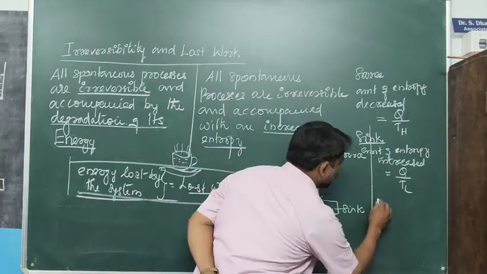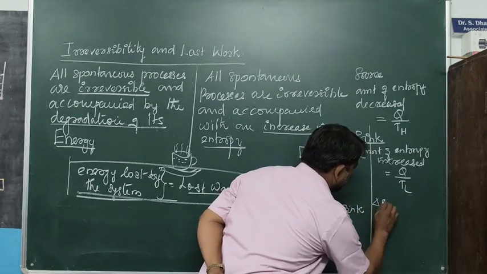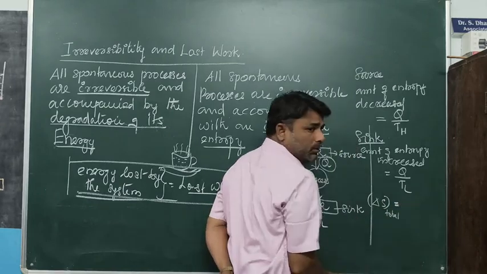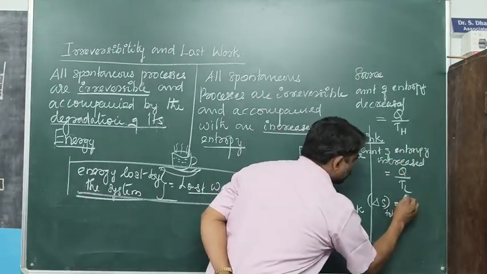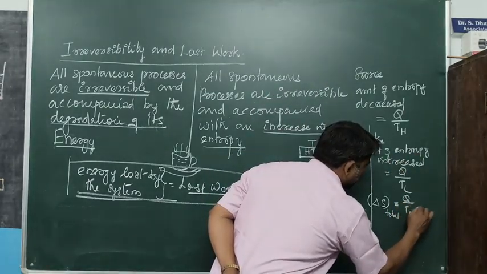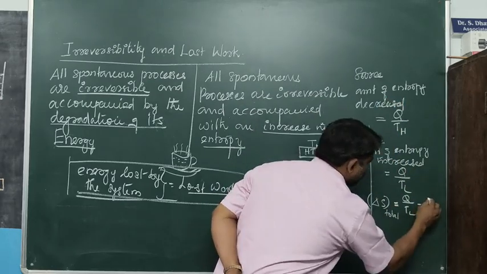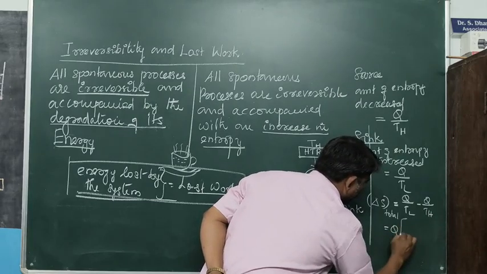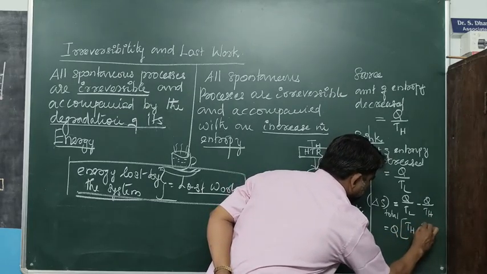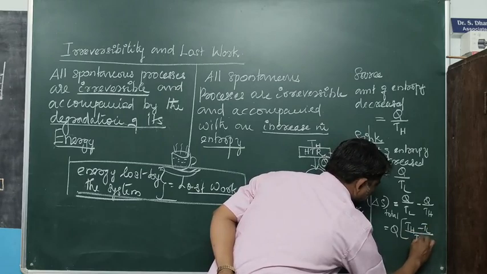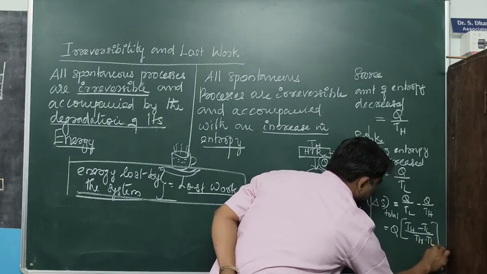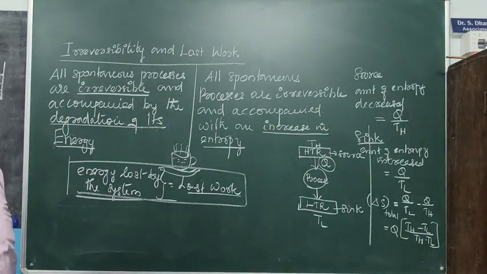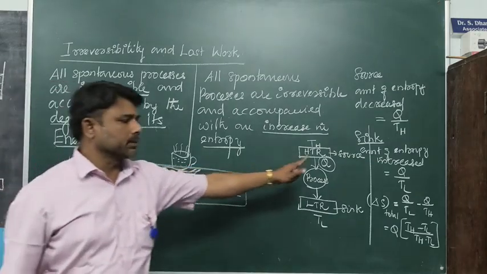The net entropy change, the total entropy change, is equal to, this is increased so positive, Q divided by TL, and this is decreased so negative, Q divided by TH. So Q into (TH minus TL) divided by (TH into TL). Clear? This is the net entropy change, the total entropy change in this process.